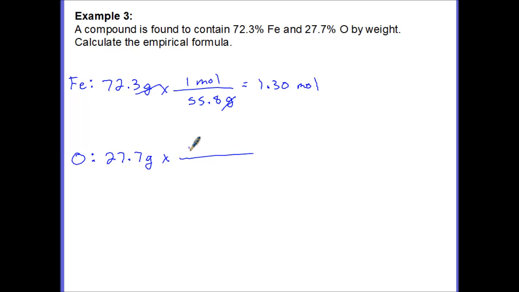And we're going to divide by oxygen's molar mass. Hopefully you know that one by now, which is 16.0 grams per mole. Goodbye grams. We're left with moles.